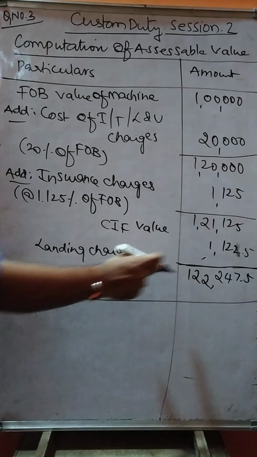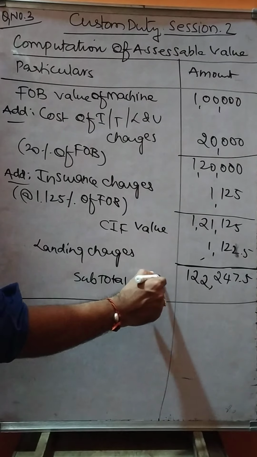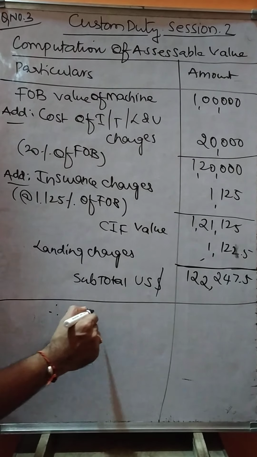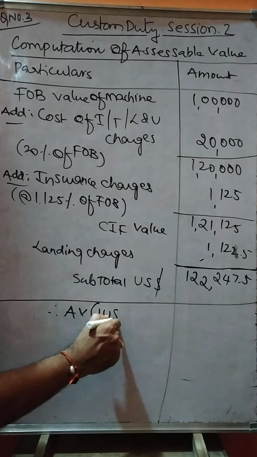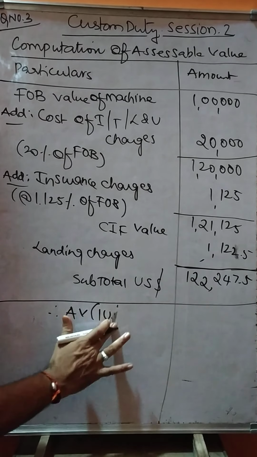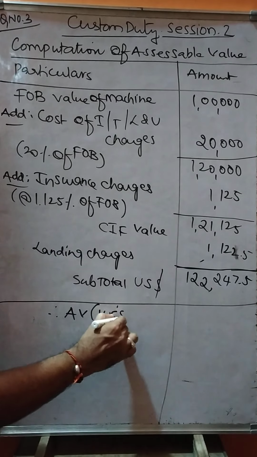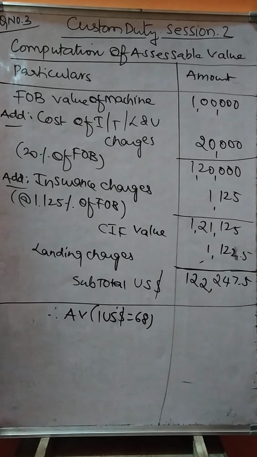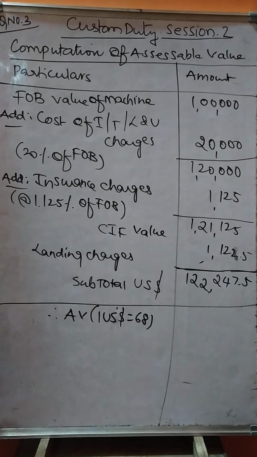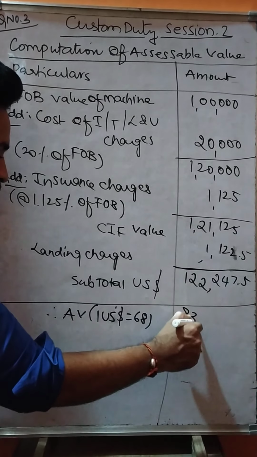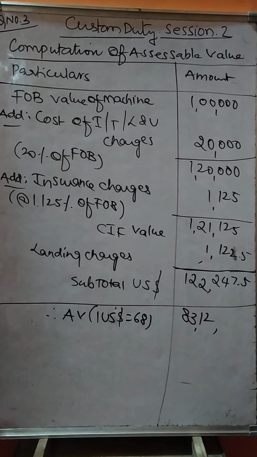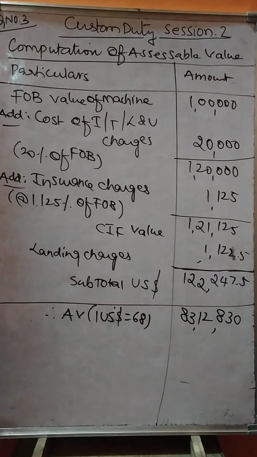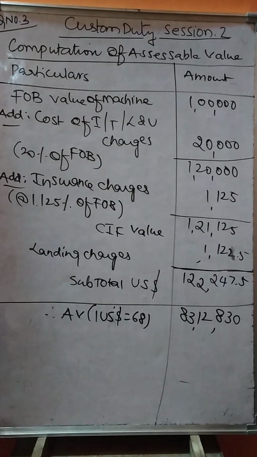So it is in US dollar. We need to convert this into Indian rupee. Therefore, assessable value, 1 US dollar is equal to 68 rupees they have given. So this value has to be multiplied with 68 rupees. Then it comes to 83 lakhs 12,830 rupees. That's it. This is the solution for your question number 3.